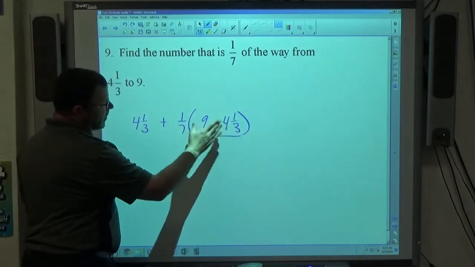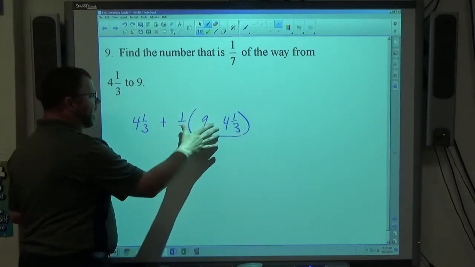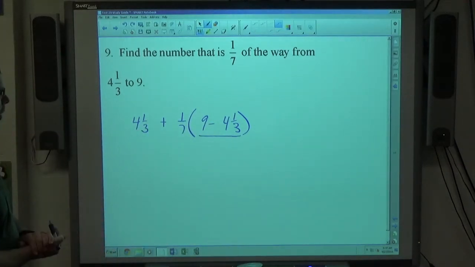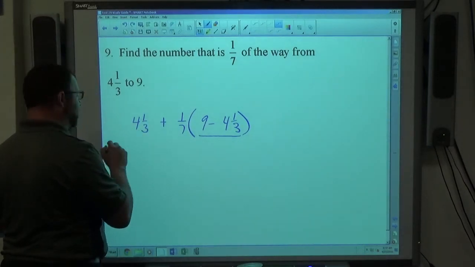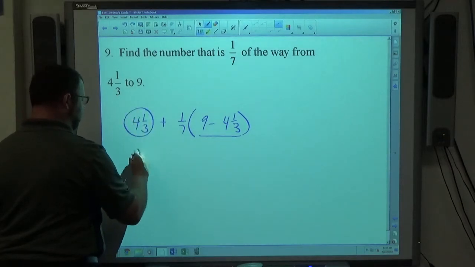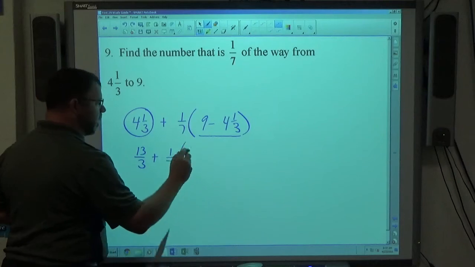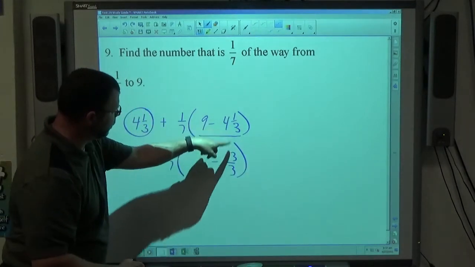We multiply that distance times a 7th to get exactly how far we're going to move, and we add that movement to the beginning number. That's what's happening here. That's the structure that we want to create. I see mixed numbers. I don't like mixed numbers to work with in an expression, so I'm going to change everything to improper fraction. 4 1/3 is 13/3. Alright, so 4 1/3 still 13/3.